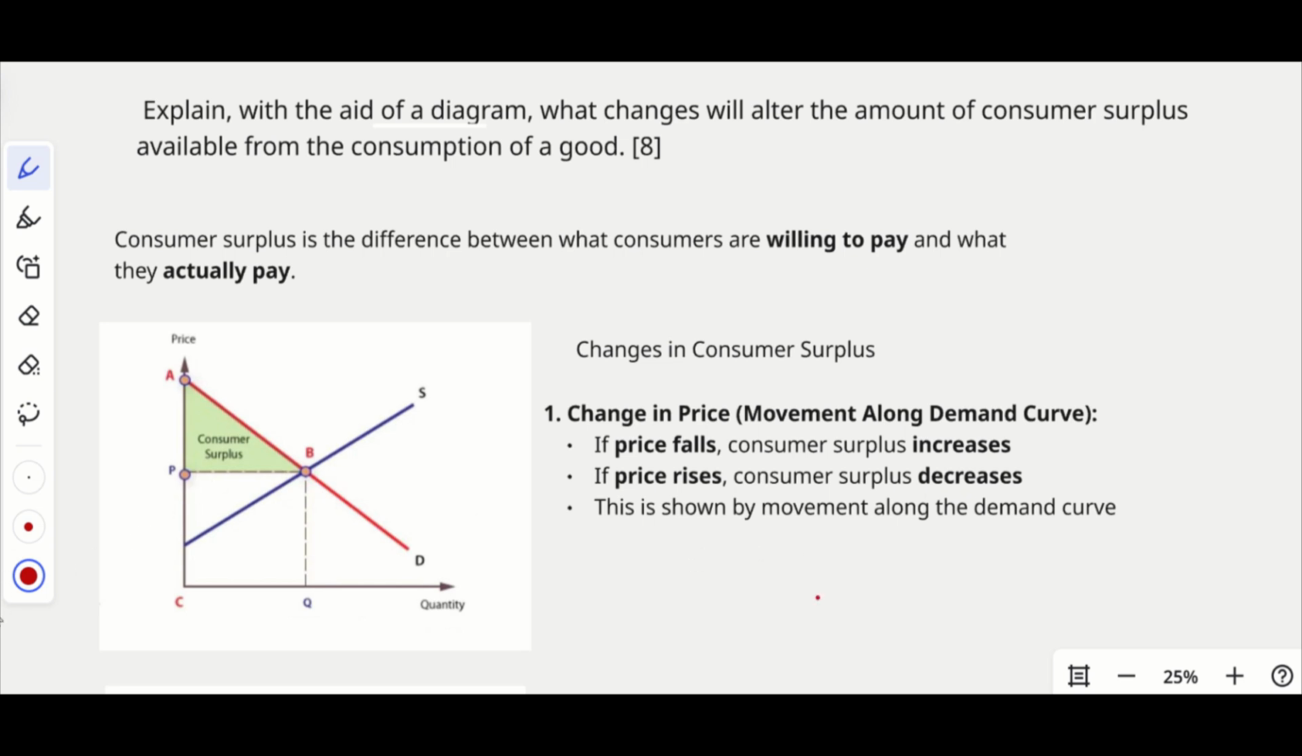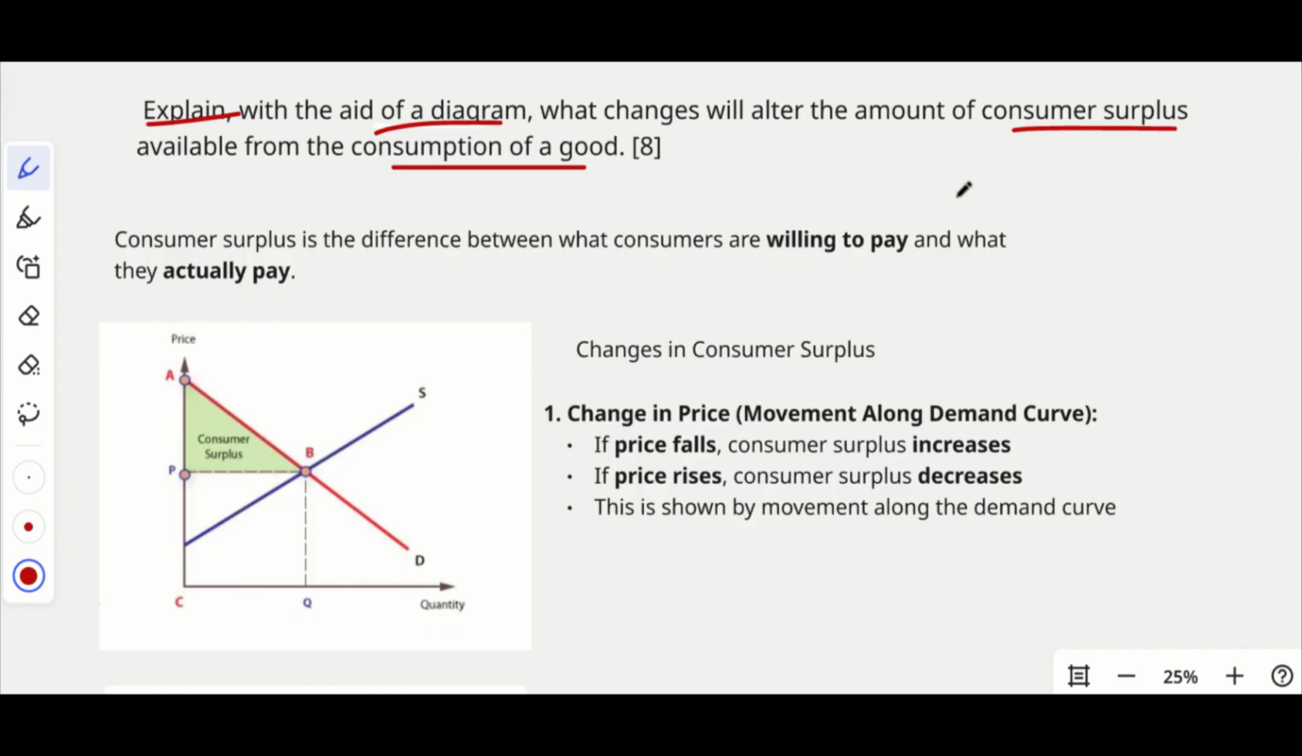Now we are going to check another question. The question is: explain with the aid of a diagram what changes will alter the amount of consumer surplus available from the consumption of a good? So it's a market question. Let's check how to answer this particular question.